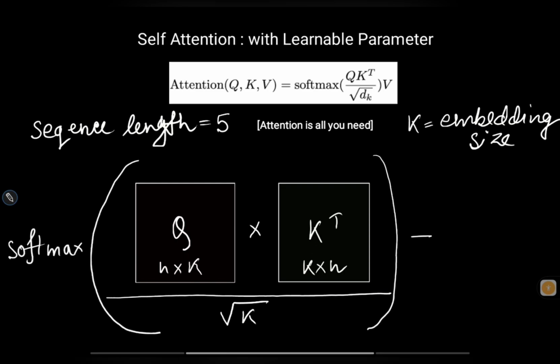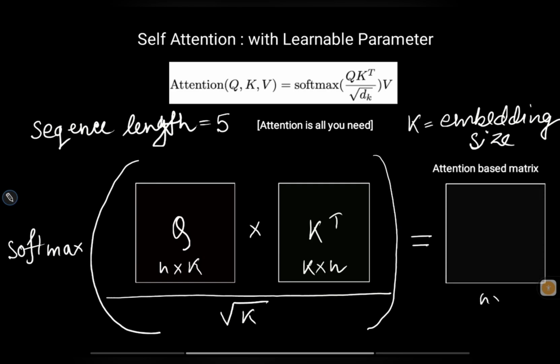Then we do a softmax on top of this whole operation, and we get an output. This output is nothing but an attention matrix, and the shape of that is n cross n, right? This is what we call the attention matrix, where each token has an attention score associated with the other tokens that are present in the input sequence. n is nothing but the sequence length, right?